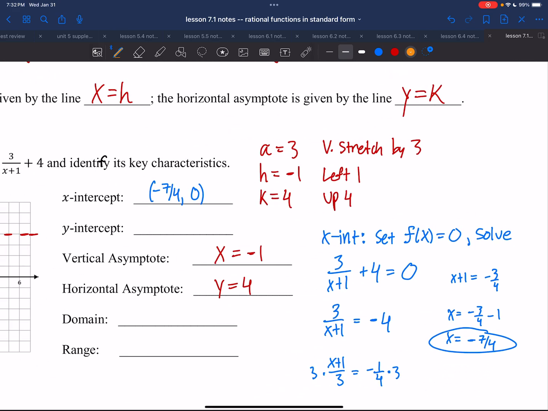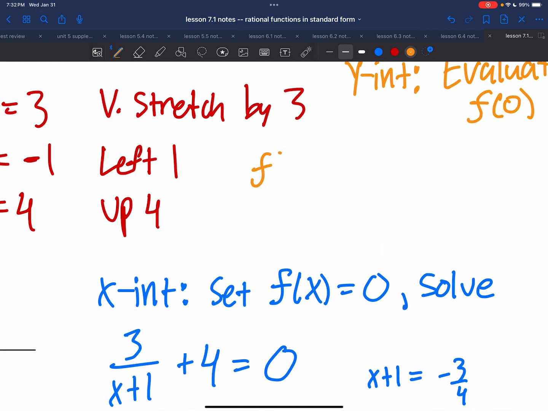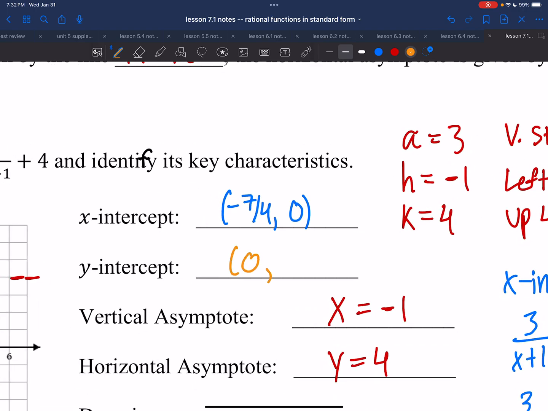Okay, the y-intercept. How do we do that? Well, it's got some space over here. For the y-intercept, you evaluate f of 0. That's how you do it. You plug in 0, right? So I say, okay, f of 0 is 3 over x plus 1, but instead it's going to be 0 plus 1, plus 4. So that's 3 over 1 plus 4, which we know is 7. So the y-intercept is 0, 7.